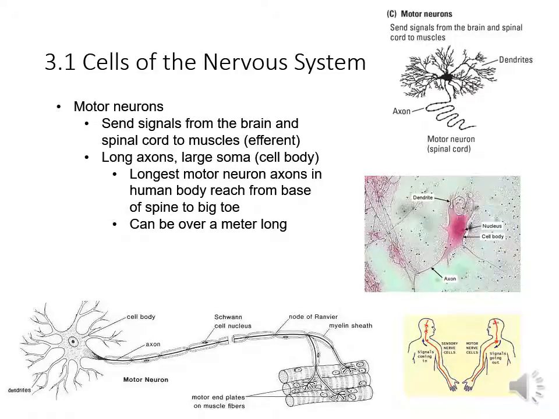And finally, we have motor neurons, which send signals from the brain and spinal cord to the muscles. So they're efferent neurons, meaning that they start in the central nervous system and send information to the body. These typically have long axons, large soma, or cell bodies. Some of the longest axons of motor neurons in the human body reach from the base of the spine to the big toe, and these can be over 1 meter long. So you can see in this picture over here, this is a motor neuron, and it has quite a big cell body.